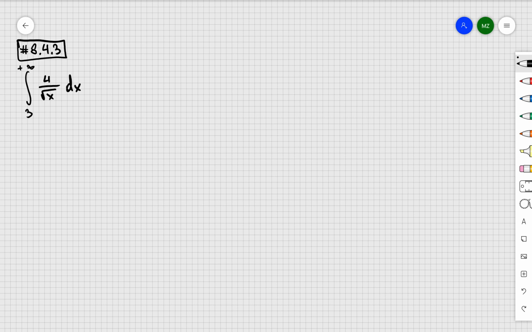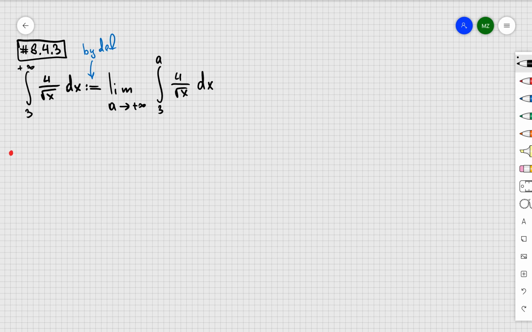Hello guys, so in this video I want to compute improper integrals. First you need to remember that by definition an improper integral means that I just want to take the limit of a definite integral between 3 and a, where a is just some constant, and I have my original function 4 over square root of x dx.